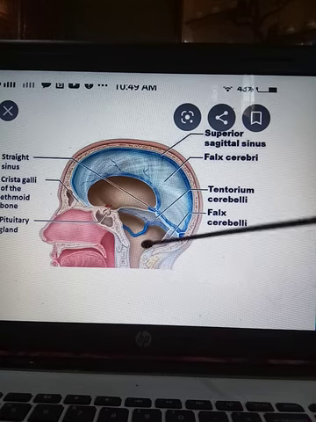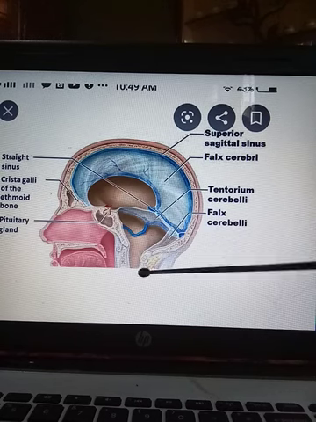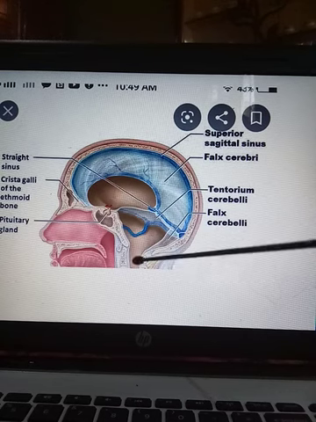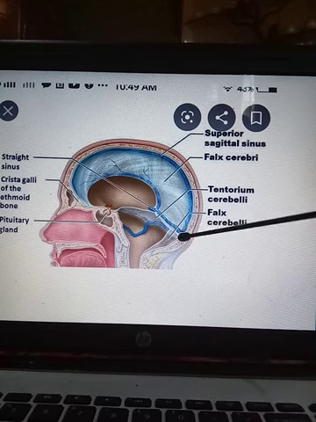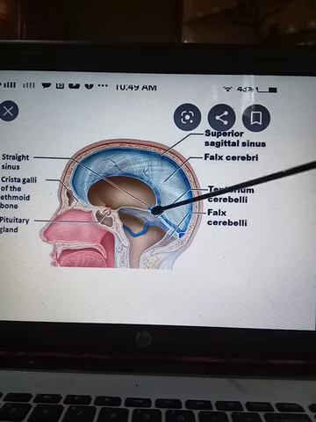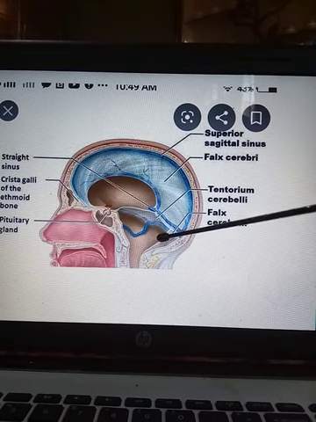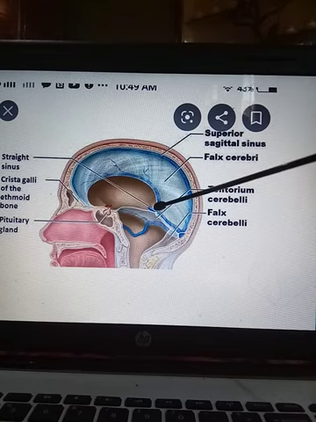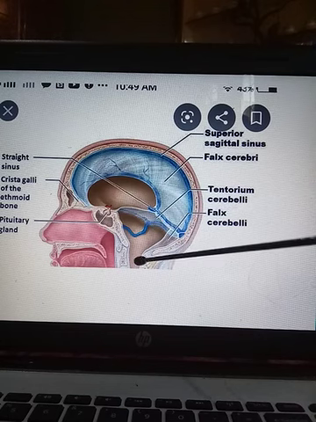Here you have a big foramen, that is called the foramen magnum. The apex blends with the foramen magnum, and the base, as you can see here, is attached to the inferior surface of the tentorium cerebelli.